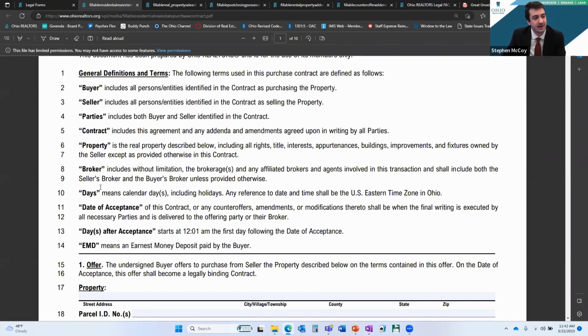And then obviously, I think the two biggest areas to point out are the date of acceptance and days here. So how are days defined in this contract? Some contracts will indicate 5 business days or 10 calendar days, and you really have to pay attention to each clause. We decided to standardize this, so we've made this portion of the contract and practicing real estate easier. All references to days in this contract means calendar days, including holidays. So that's important.